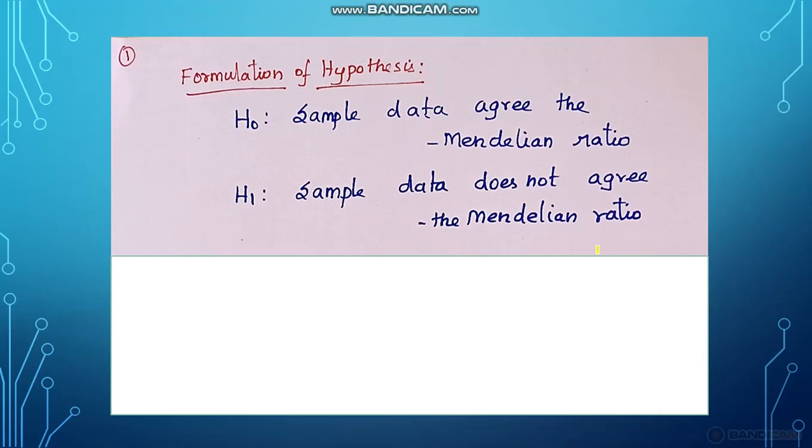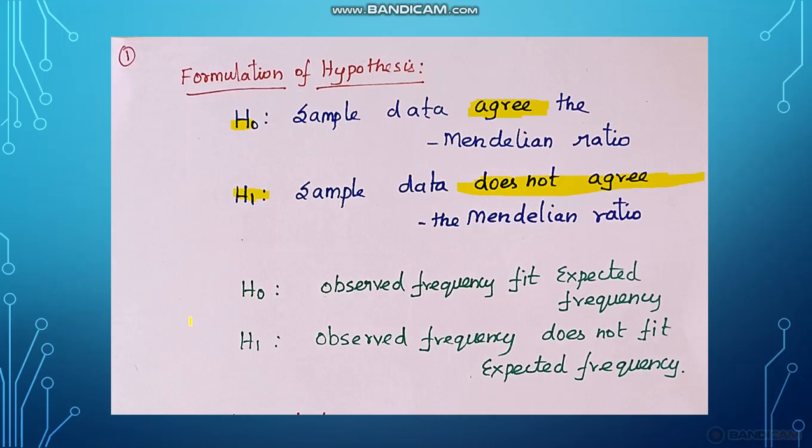First thing is we want to formulate the hypothesis. The null hypothesis is the sample data agrees with the Mendelian ratio. The alternate hypothesis is the sample data does not agree with the Mendelian ratio.